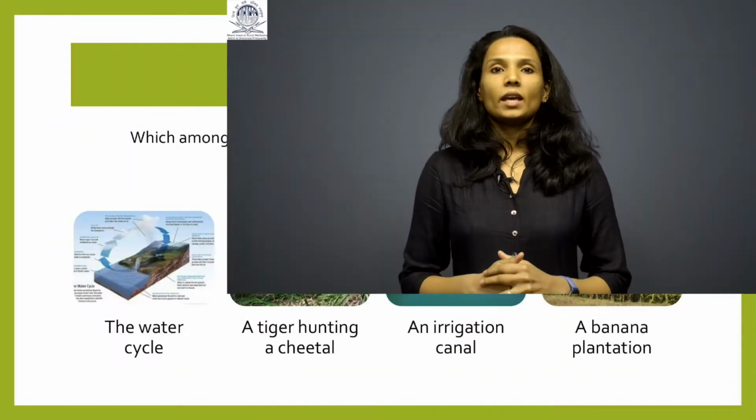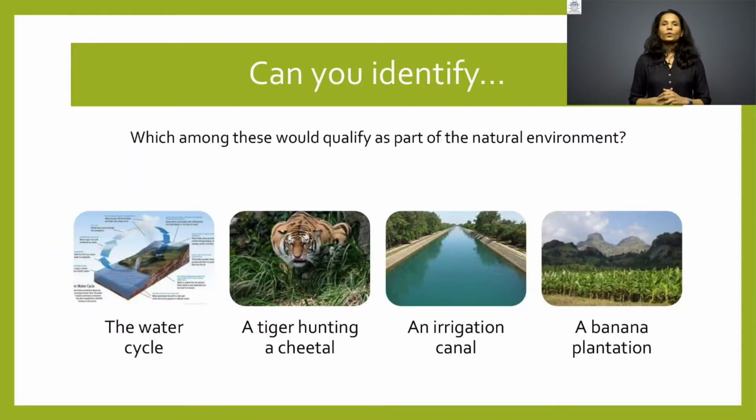Let's take an example. I'm going to name 4 different types of phenomena, and let me see if you can tell me which among these would be parts of natural environment. A, the water cycle. B, a tiger hunting a deer. C, water flowing in a canal. And D, a banana plantation.